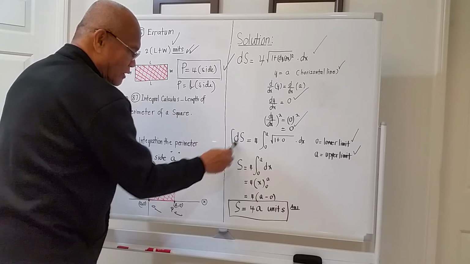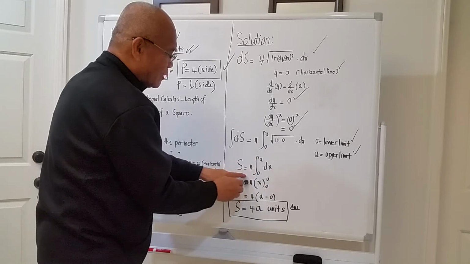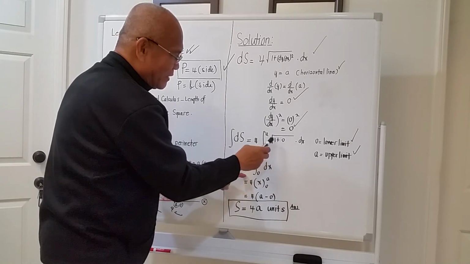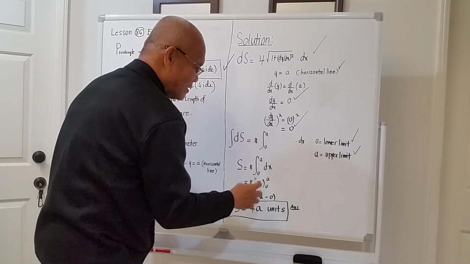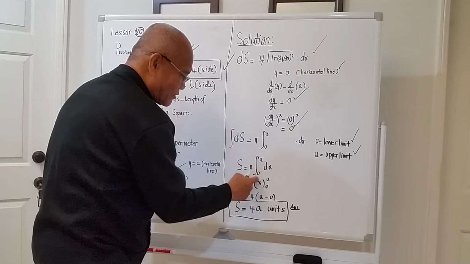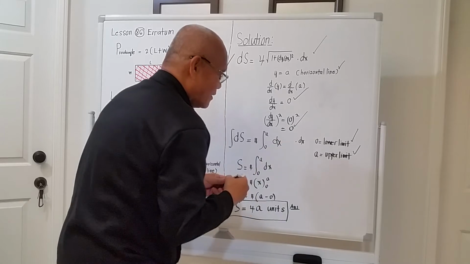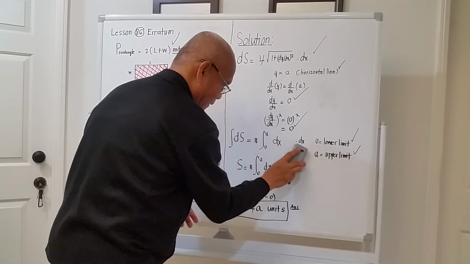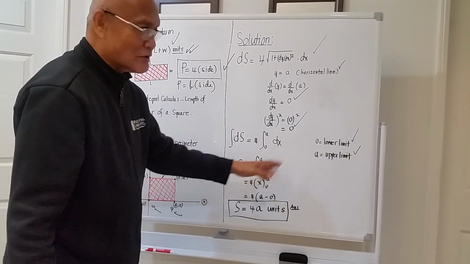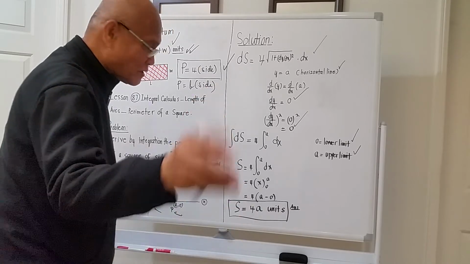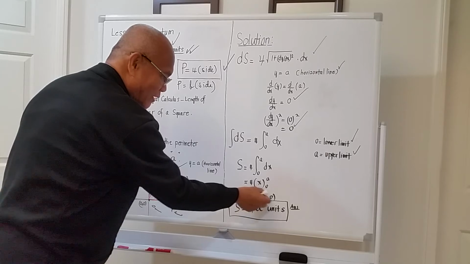The integral of the differential length of arc will be s, equal to 4 times the integral of the square root of 1, which is simply 1 times dx, so this is the integral from 0 to a of dx. The square root is just the square root of 1. And luckily, the integral of dx is easy: it is x. So the integral of dx will be x with the limits from 0 to a.